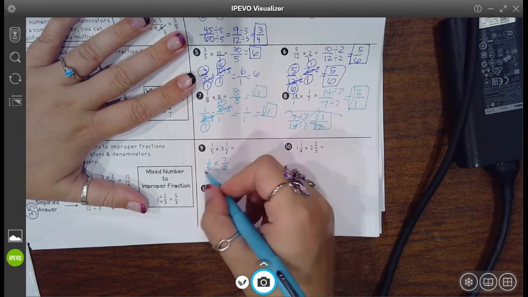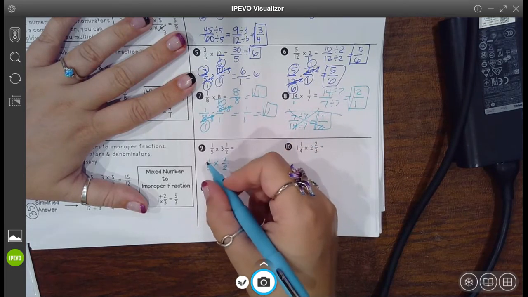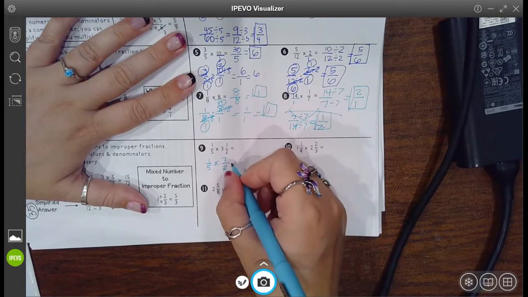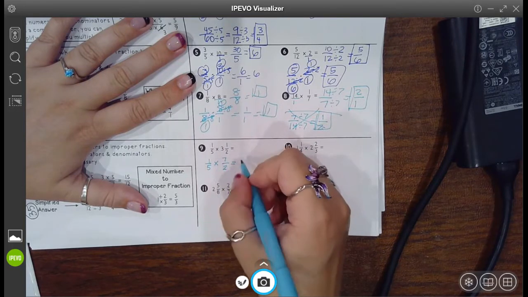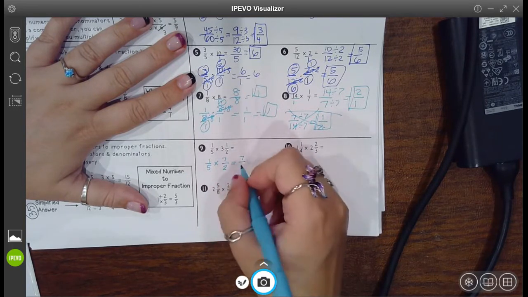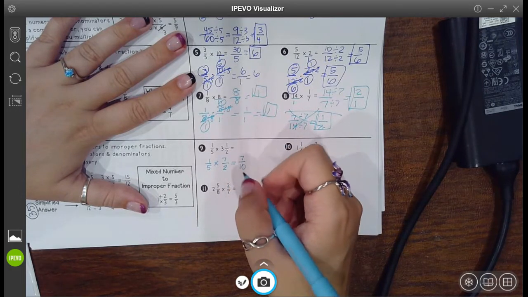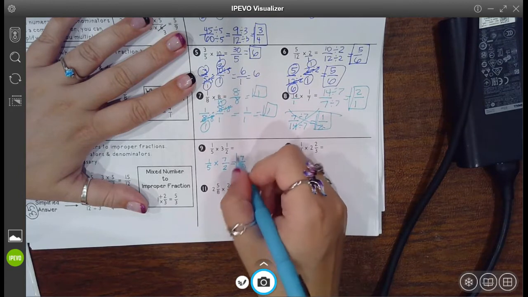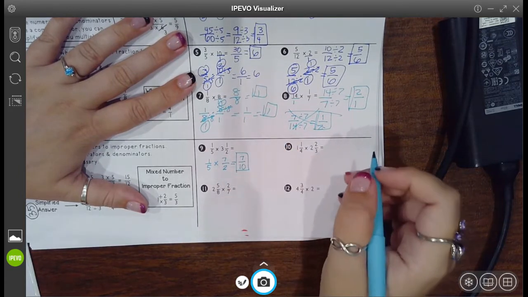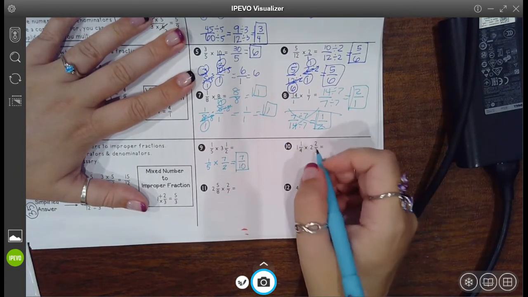Okay, now can these cross cancel? No. Can these cross cancel? No. So then you multiply across. 1 times 7 is 7, and 5 times 2 is 10. Can you reduce that? No. Is it improper? No. So you're done. Okay, let's try this one.